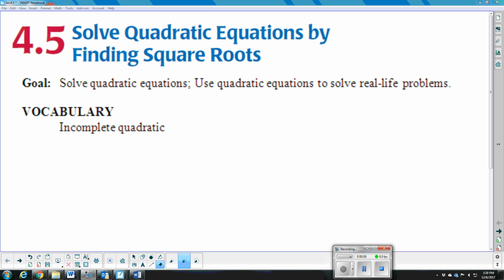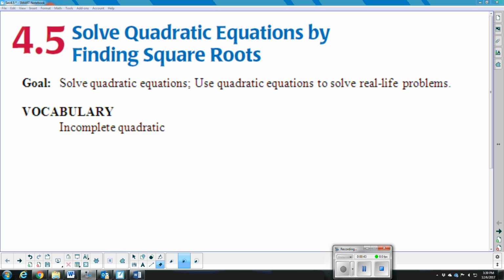So in 4.3, we solved quadratic equations by factoring out a coefficient in front of x squared. Then in 4.4, we solved by factoring with a coefficient in front of the x squared. And now we're going to solve quadratics by finding square roots. If you don't remember square roots, go back and look at the last video about radicals, simplifying and adding and subtracting and multiplying radicals, because you'll need that information for this lesson.